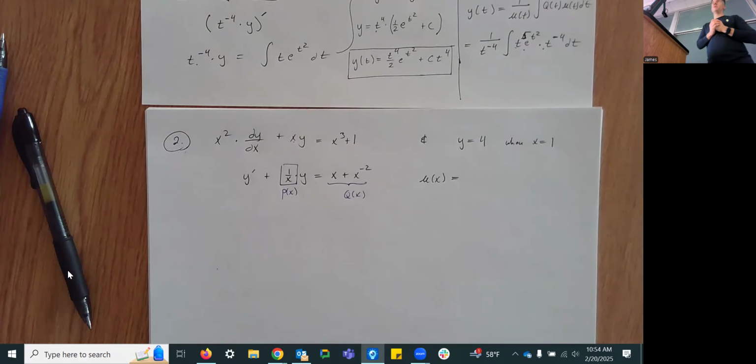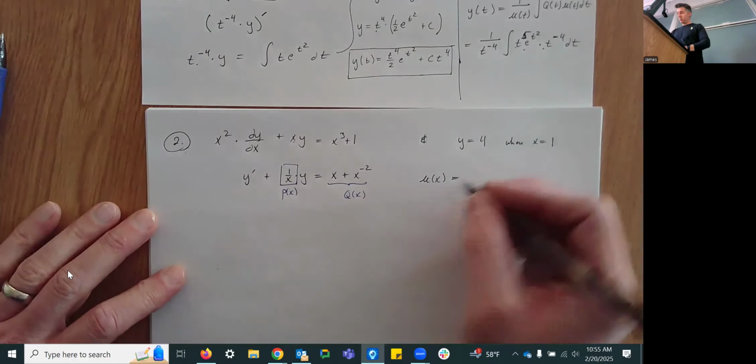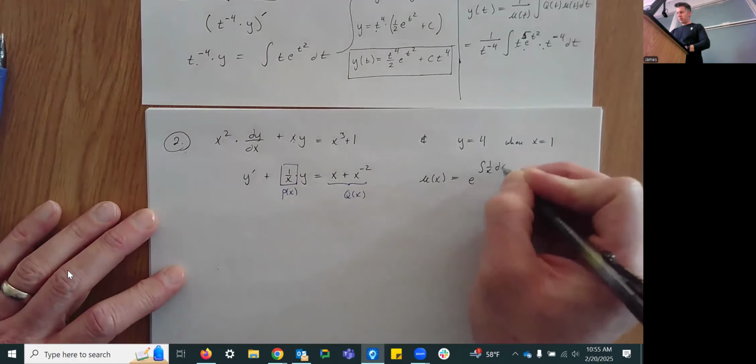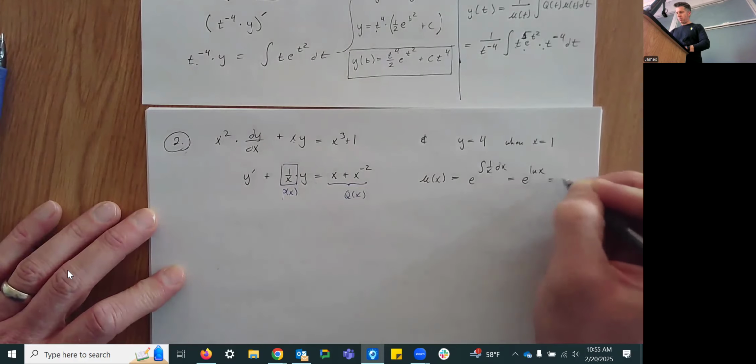And simplify it as much as possible. All right. So mu of x is going to be e to the integral of 1 over x, which is going to be e to the natural log of x, which is going to be x.